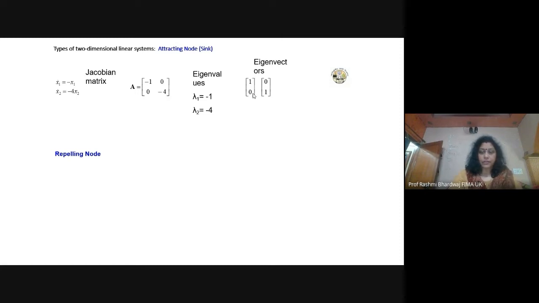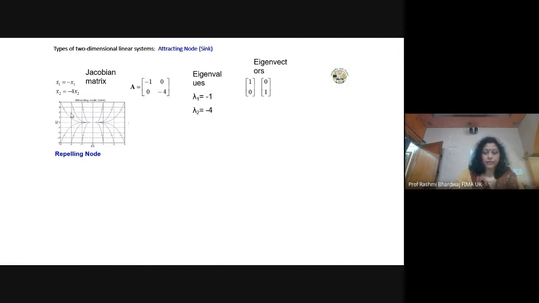And if you see the values of this or the graph of this, you get this. And see that, because you are getting two distinct roots which are negative, all the points are coming towards this point. And so you have a behavior as an attracting node or sink.